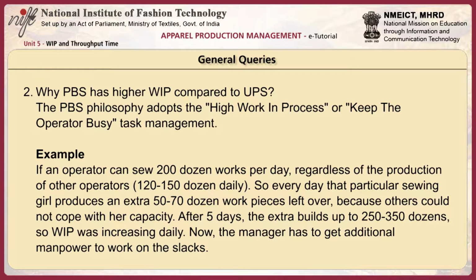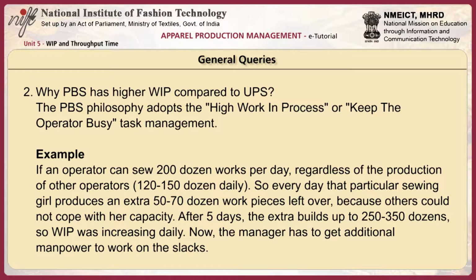Generally, WIP is noted pretty high in PBS, that is Progressive Bundle System, compared to UPS, that is Unit Production System. Why is that? The PBS philosophy adopts high work in process, or keep the operator busy task management. So eventually the WIP tends to be higher in a PBS system.